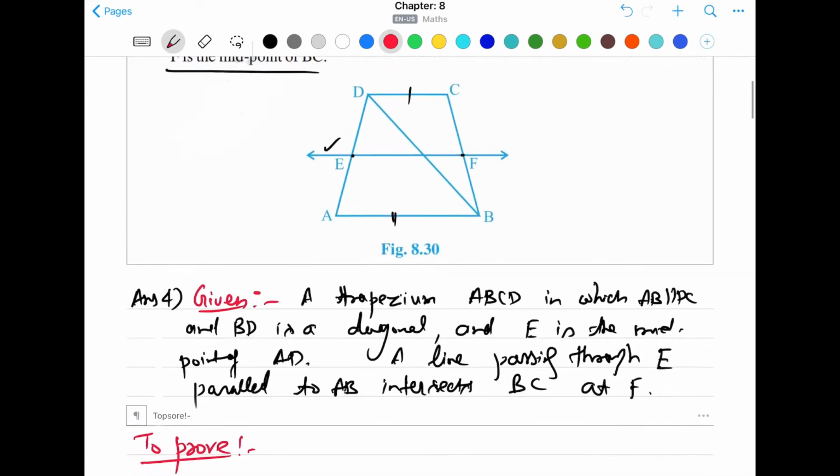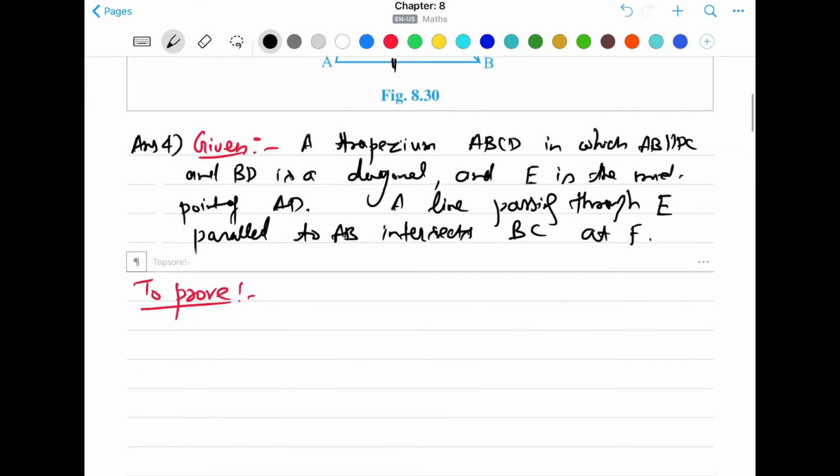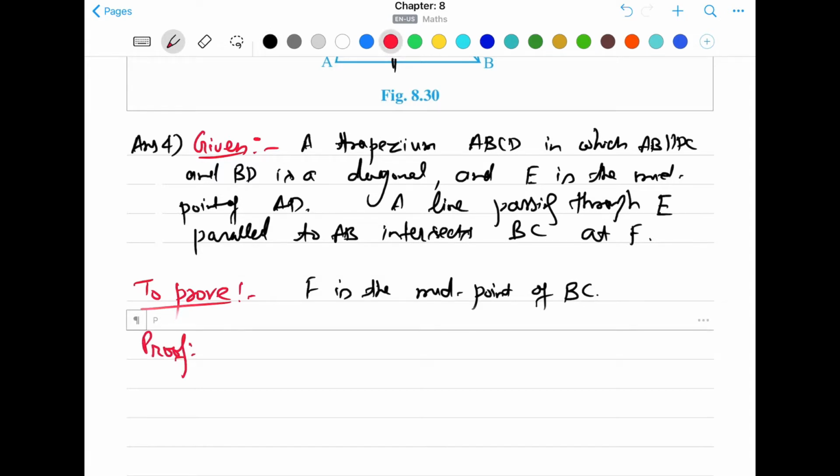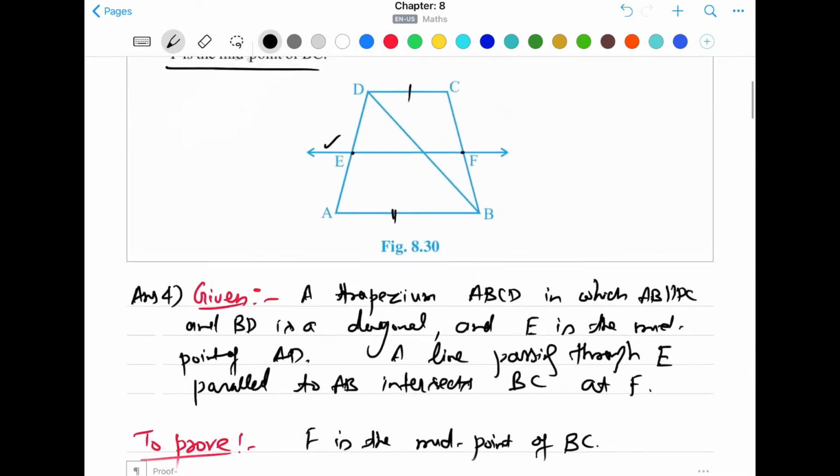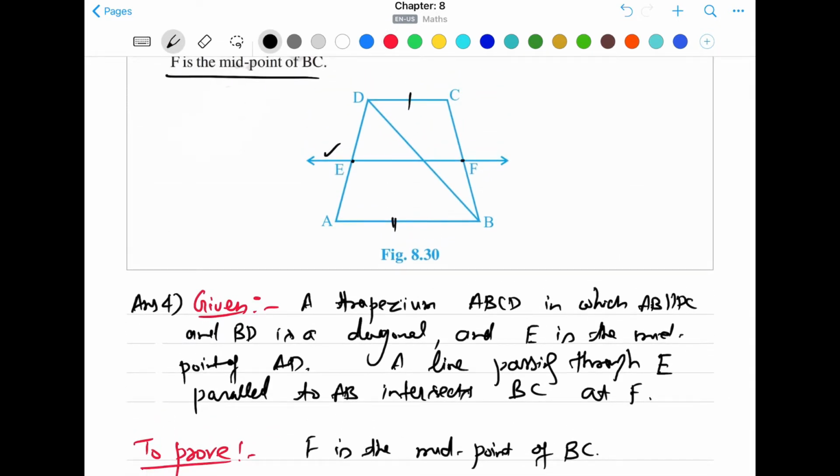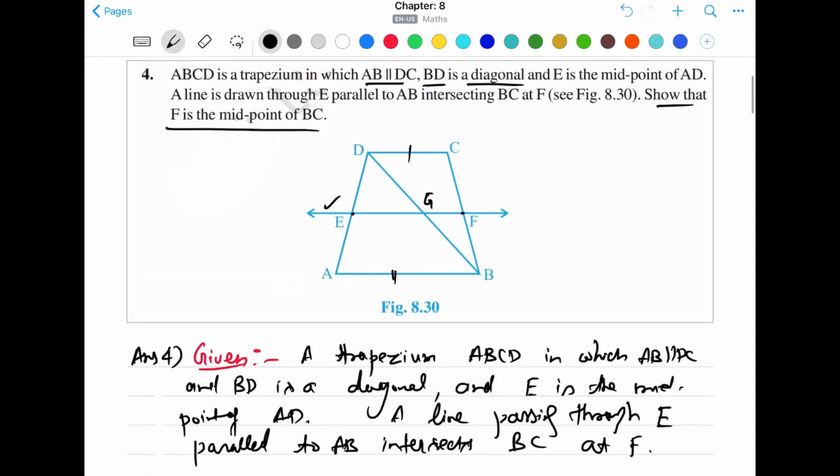To prove here is that F is the midpoint of BC. Now let's start this proof. Let's name the point where this diagonal BD is intersecting EF as point G. ABCD is a trapezium, E and F are points on the lines AD and BC, and G is the point where the diagonal and this line through E intersect each other.